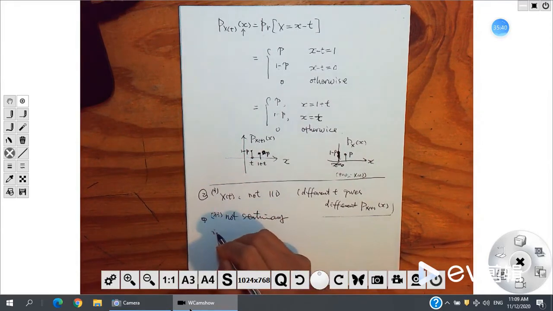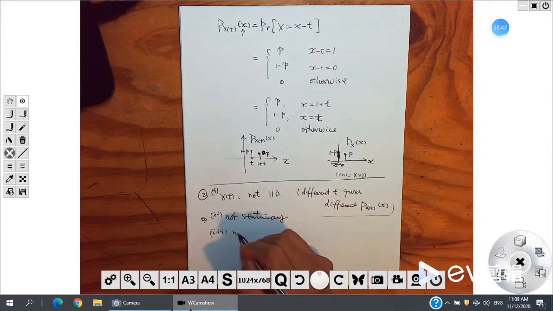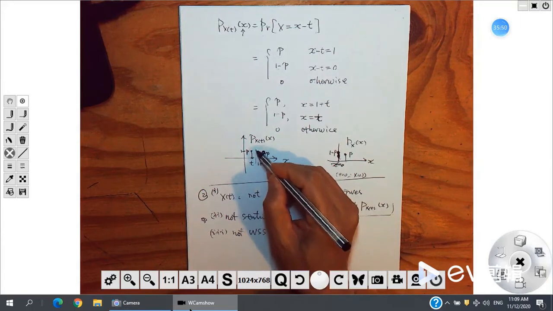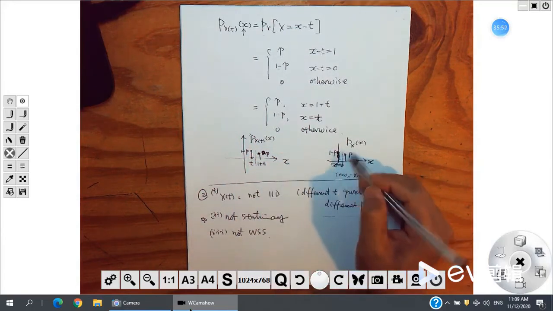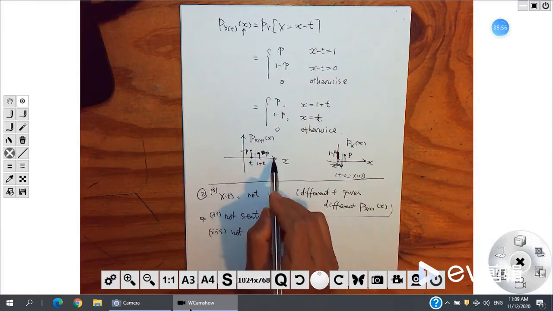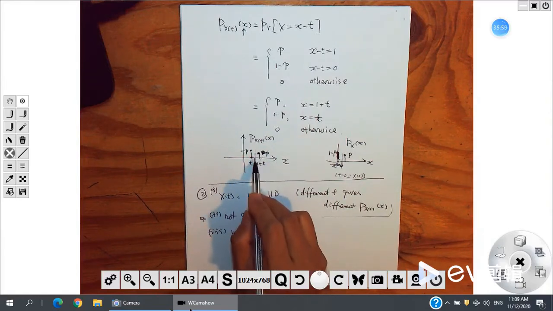And the third one, of course, is not wide-sense stationary, because the mean is also different, right? The mean will be some value here. Here the mean will be here. When you are moving for different t, the mean is changing. The variance will be the same, but the mean is changing.